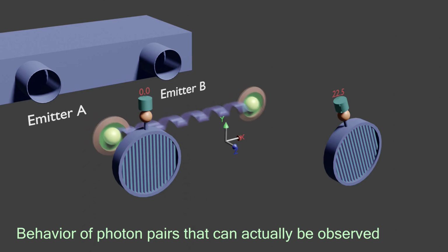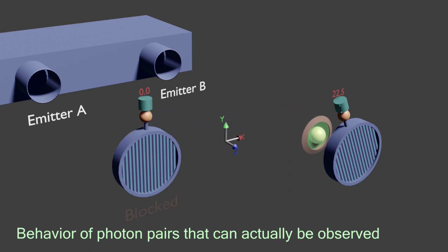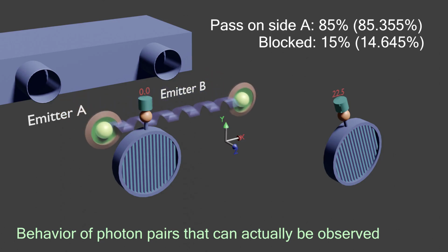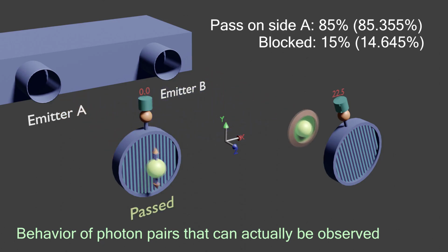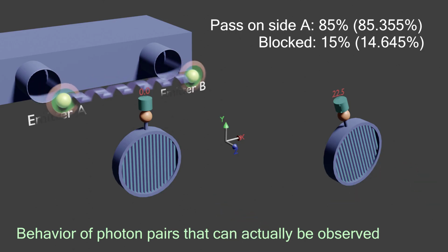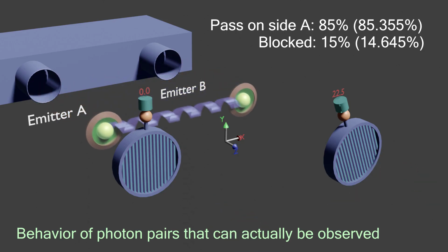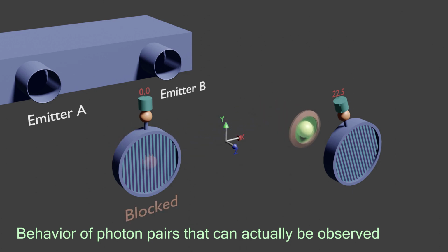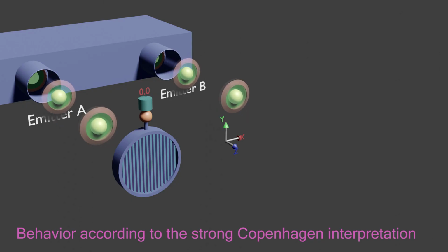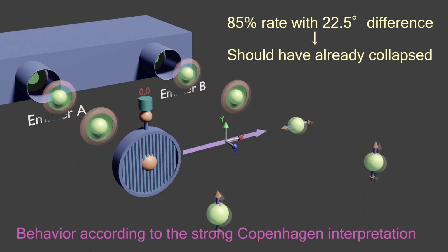So why do we think that such photon collapse occurs in the Copenhagen interpretation? This is because the photon passage rate is cosine squared of the angle between the filters, just like when a second filter is placed on side A. If this is the case, we can only assume that the B-side photon has already collapsed to the same linear polarization as the A-side photon.